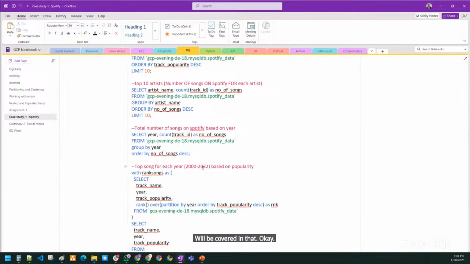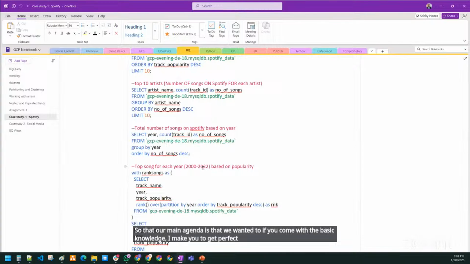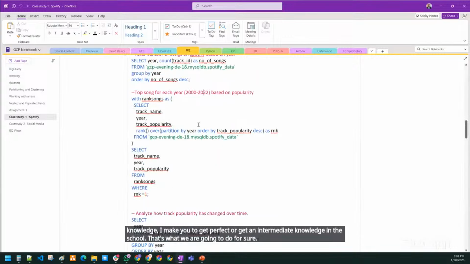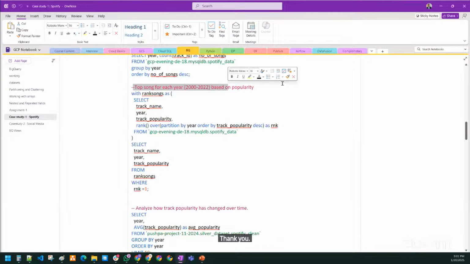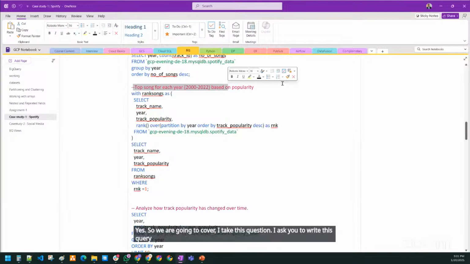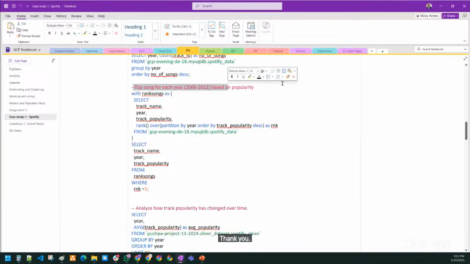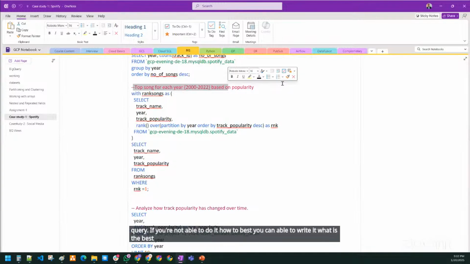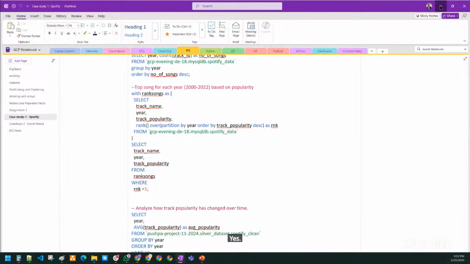Our main agenda is that if you come with basic knowledge, I make you get perfect, or at least intermediate knowledge, in SQL. That's what we are going to do for sure. I take a question and ask you to write the query. If you are not able to do it, how best can you write it? What is the best way to write the syntax in SQL? Similarly in Python, PySpark, and all of those things. Okay, thank you.